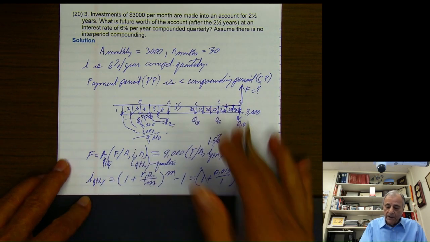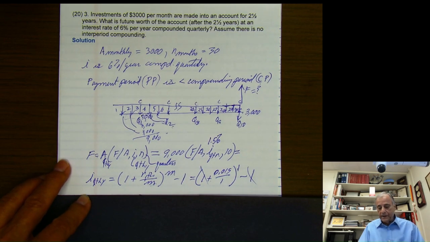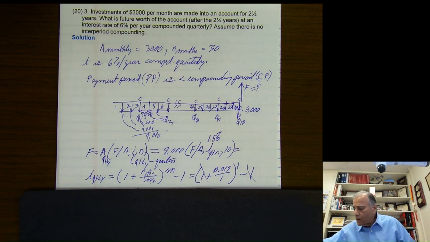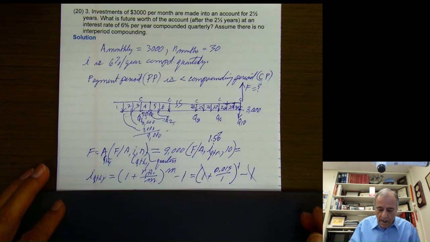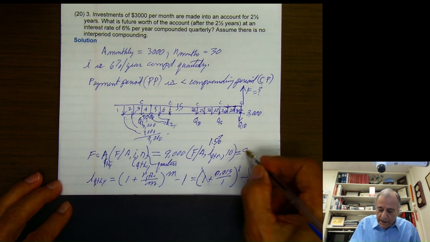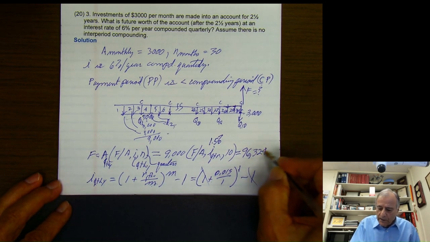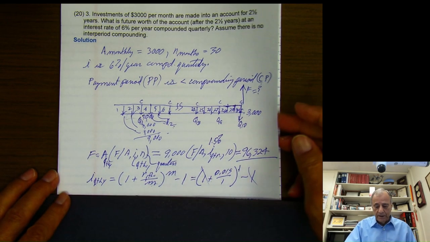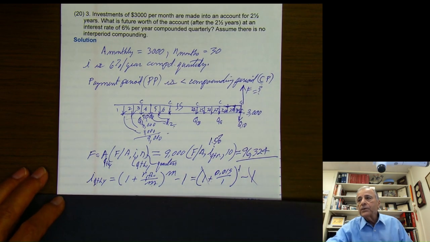And then if we go and look that up in our app, we're going to get, well, I'll go ahead and get it. We're going to get F equals $96,324 from the app. I didn't show you the app yet, but that's the answer to question number 3.